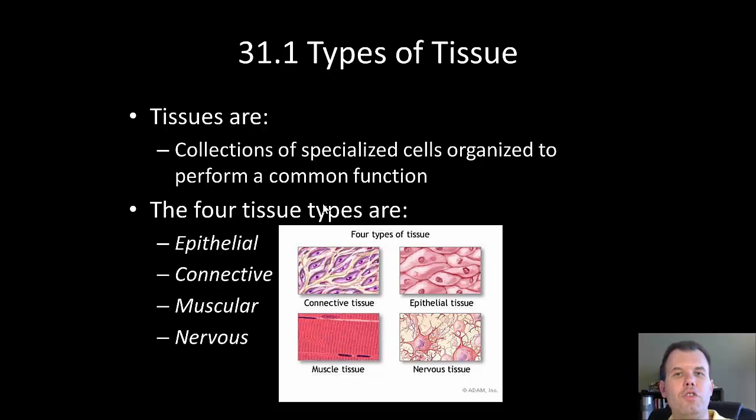When you have lots of tissues coming together, we then call that an organ, and then the organs become organ systems as they work together with other organs. And so that's kind of how we define that hierarchy.